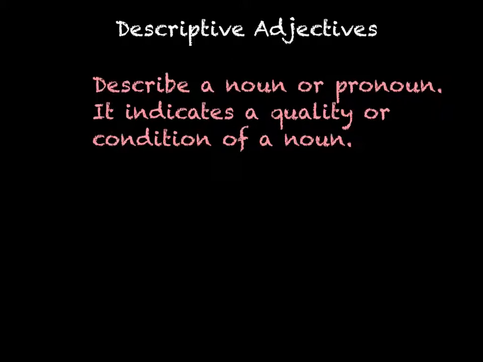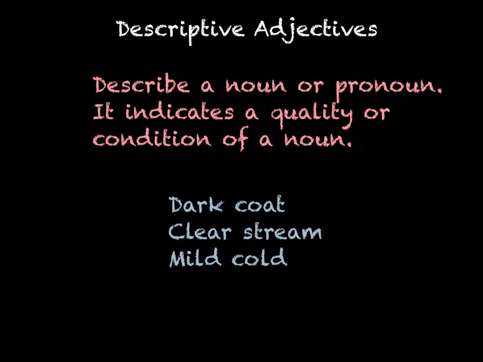Descriptive adjectives. Descriptive adjectives describe a noun or a pronoun. It indicates a quality or a condition of a noun. For example, dark coat, clear stream, mild cold. Dark, clear, and mild describe the quality or condition of their nouns.